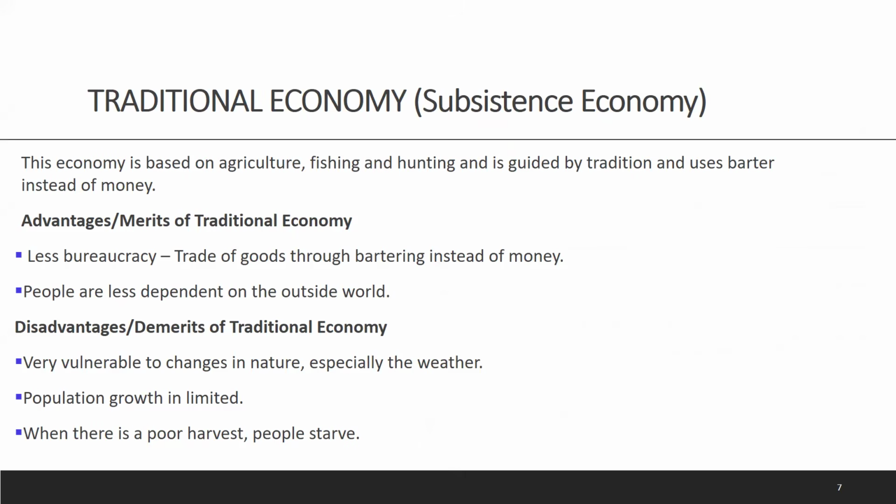And let's look at the subsistence economy first, which is the traditional economy. Some advantages and some disadvantages. So in this economy, they'll normally be hunters, gatherers, they'll grow their crops, they'll fish, things like that, right? And remember, money, they don't use money. So they might trade with each other. They might use barter.